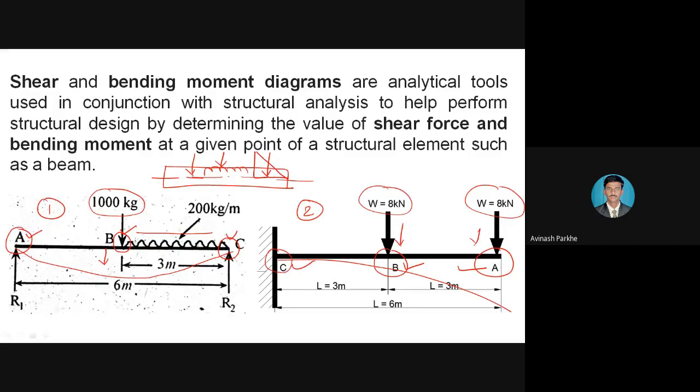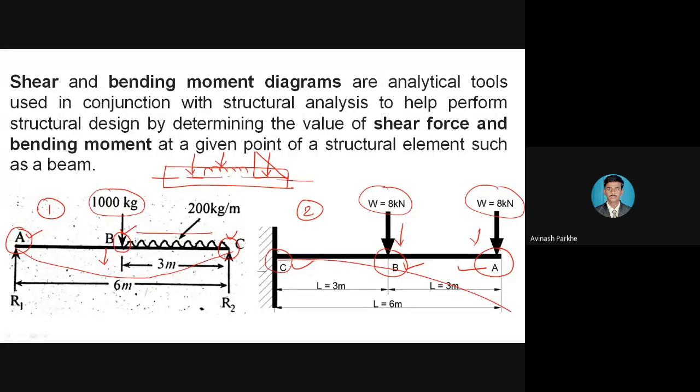By observing the nature of that SFD and BMD, we can easily say where shear force is zero and where shear force is maximum. Similarly, where bending moment is zero and where bending moment is maximum. By the theoretical calculation only, it is not possible to indicate where the critical points are present in that particular beam.